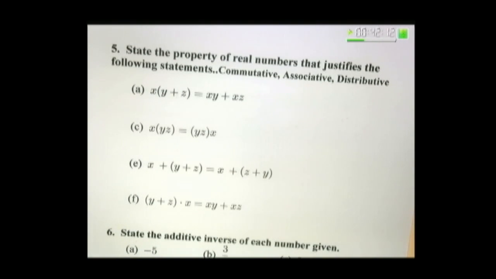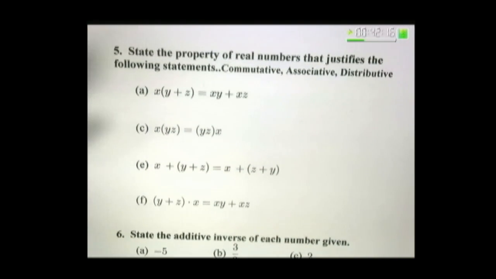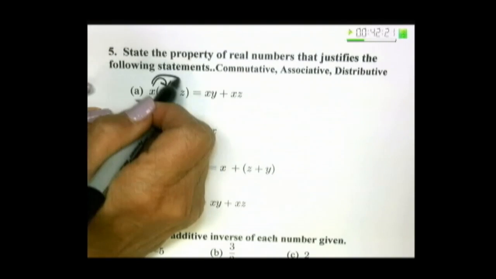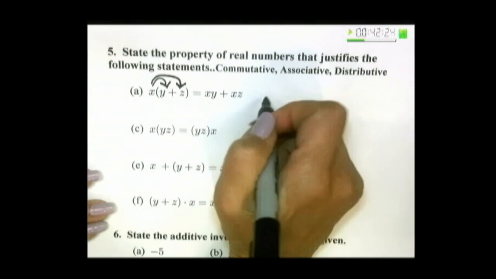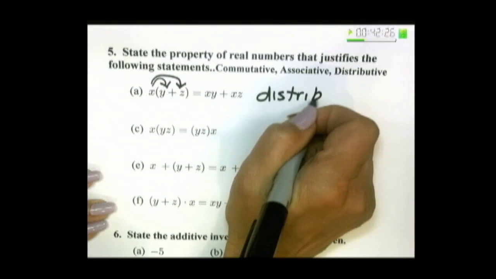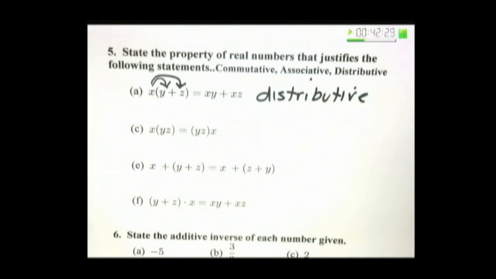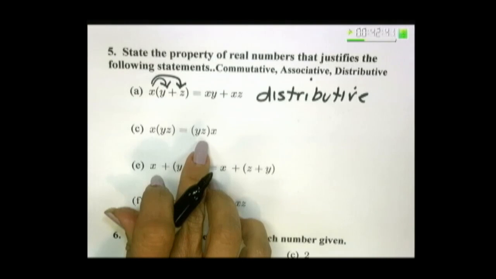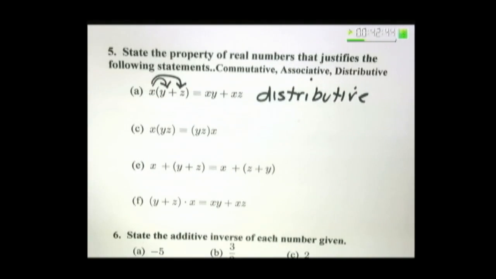State the property of real numbers that justifies the following statements, either commutative, associative, or distributive. So here you can see that x has been distributed with the y and x has been distributed with the z. So it is the distributive property. Now looking at C, it is not the distributive property. When simplified as much as possible, we don't get rid of our parentheses on the right-hand side. So it's not the distributive property.